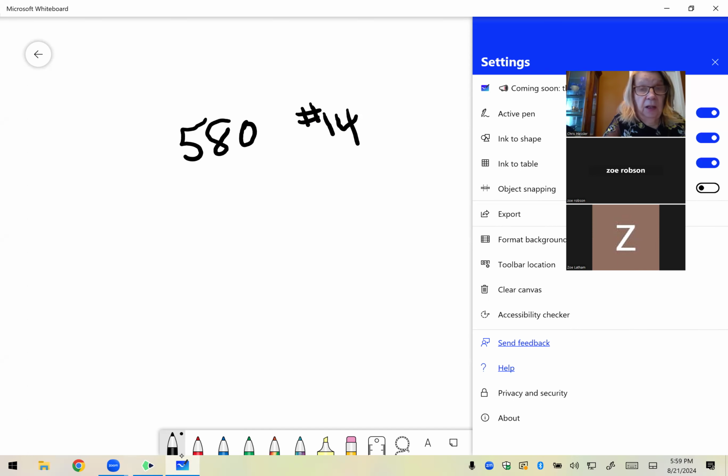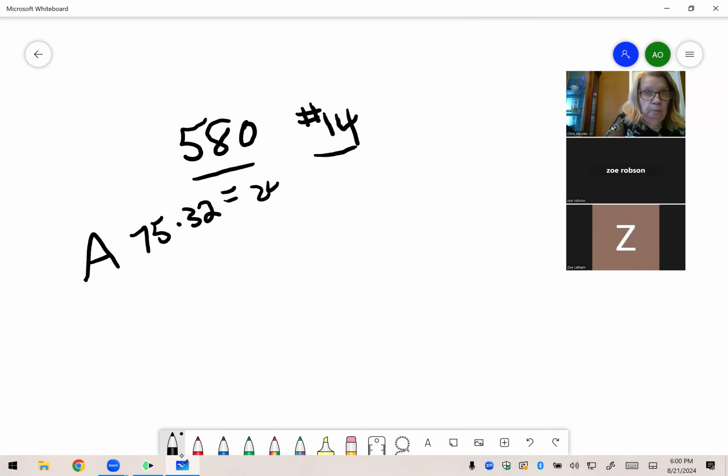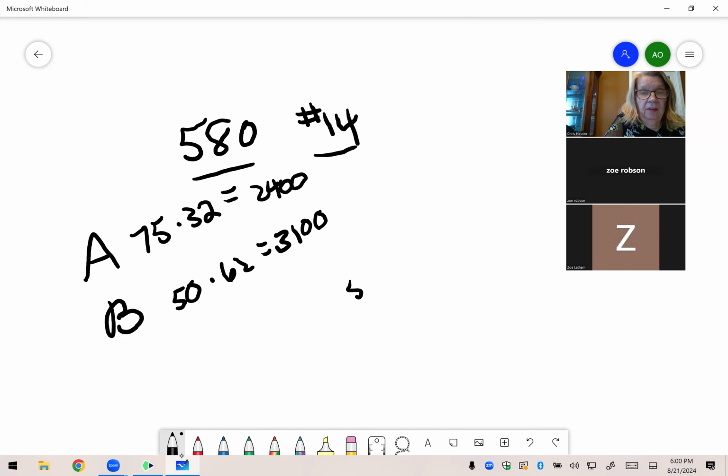So we're going to look at number 14. We're in module 2, so this is a little hard. Data set A consists of 75 buildings that have a mean of 32. So the sum will be 2,400. And then we have data set B, which is 50 buildings, of which the mean height is 62. That's 3,100. So then I'm gonna add these.